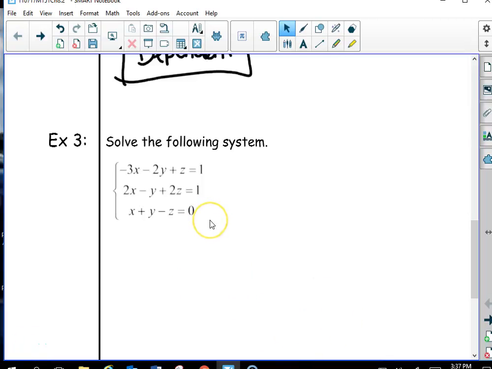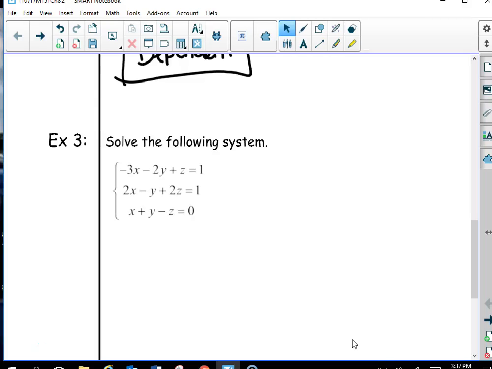All right, solve the following system. And they really don't give us any guidelines here. And again, we're going to use a combination of substitution and elimination. I found with all three variables and three equations that elimination is usually what works best. You can come up with a number of plans.